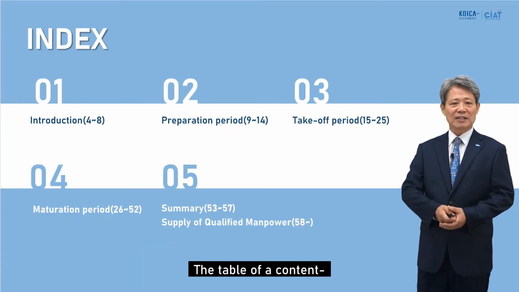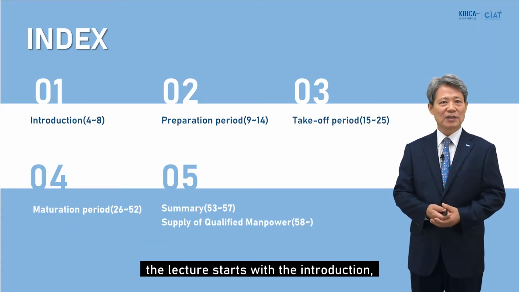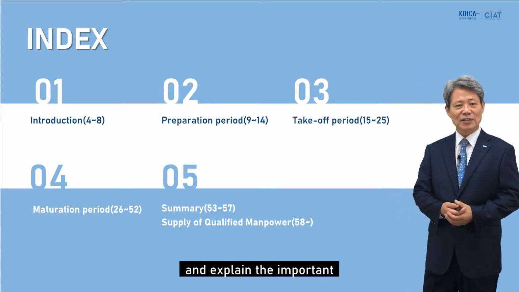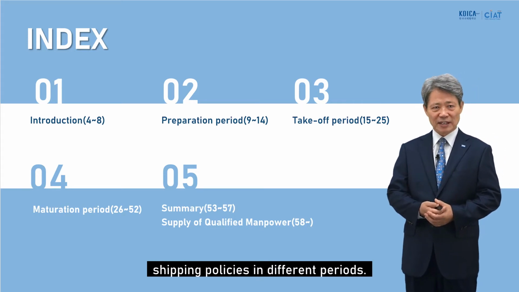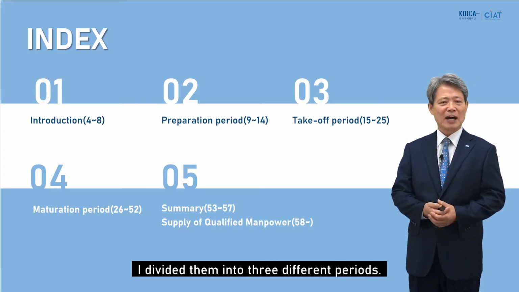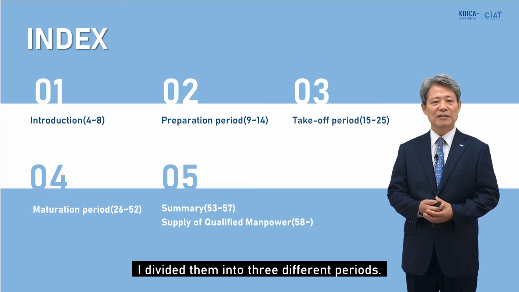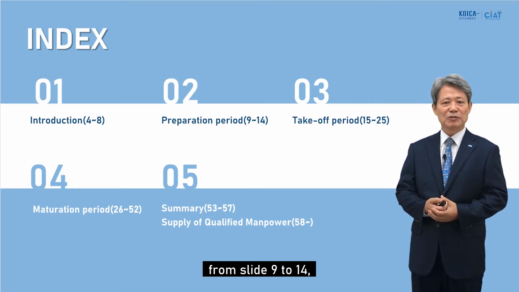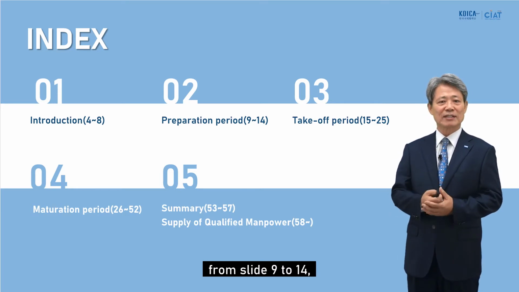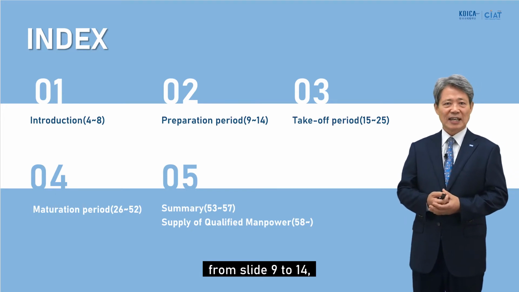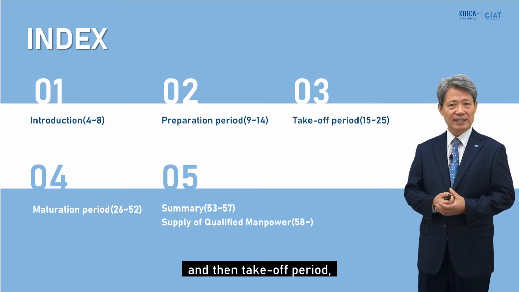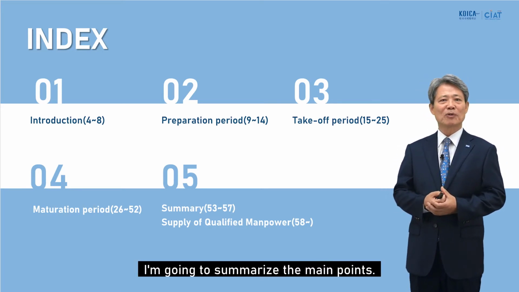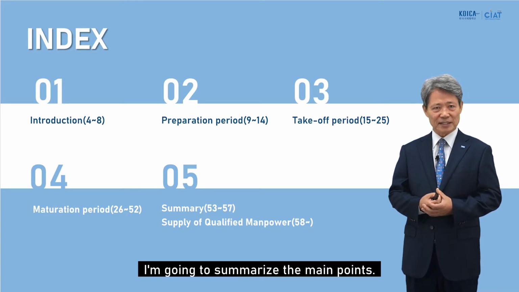The table of contents. The lecture starts with an introduction. Then I'm going to introduce and explain the important shipping policies in different periods. I divided them into 3 different periods, such as the preparation period, the take-up period and the maturation period. Finally, I'm going to summarize the main points.